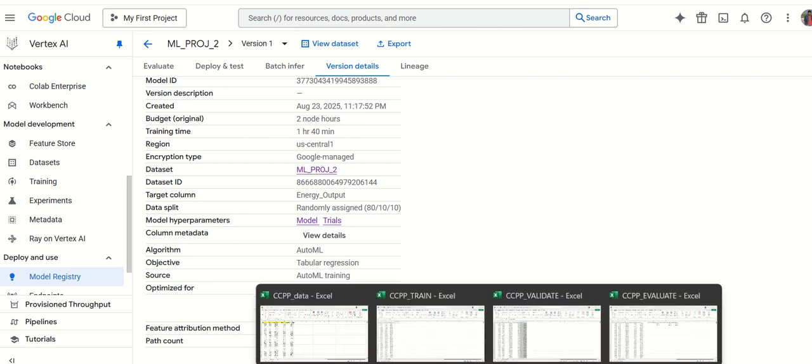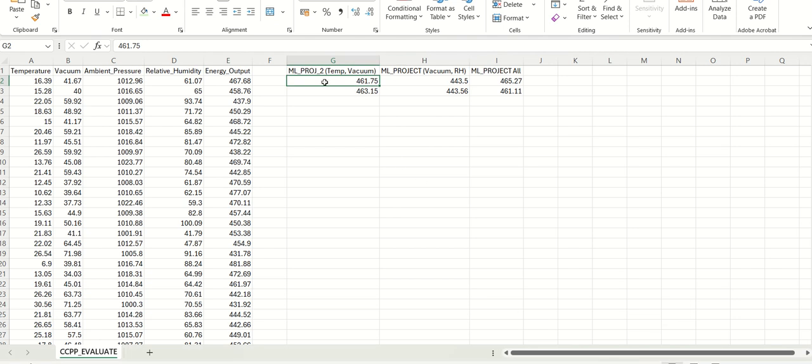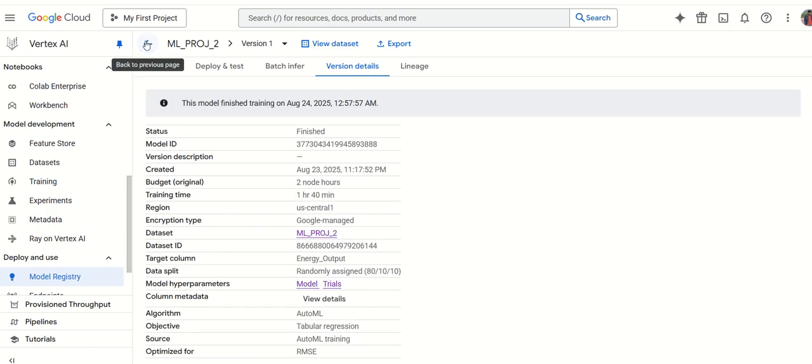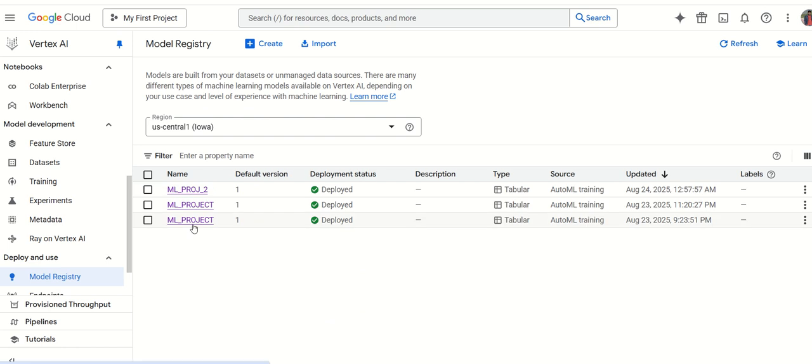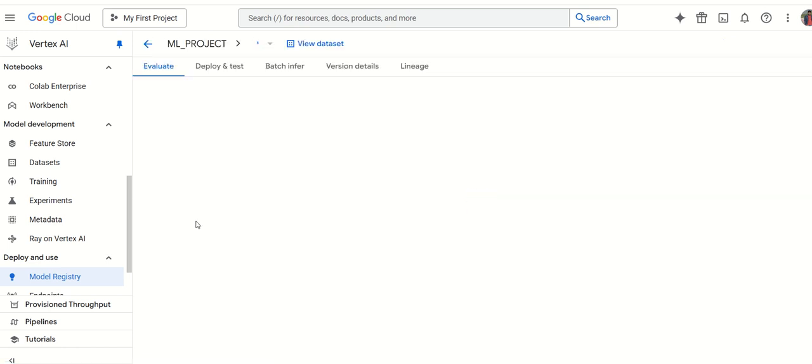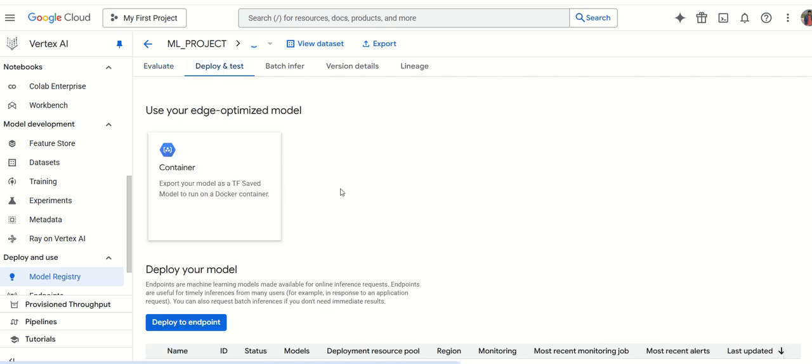So we have also compared by testing the model. For example, the model with temperature and vacuum. For these two sets of inputs, I have given the model, and then you can see here that the model which has been created with all input parameters is very close to the output. Here it is 467, and the output of this model is 465, whereas the other models are providing a little more errors.